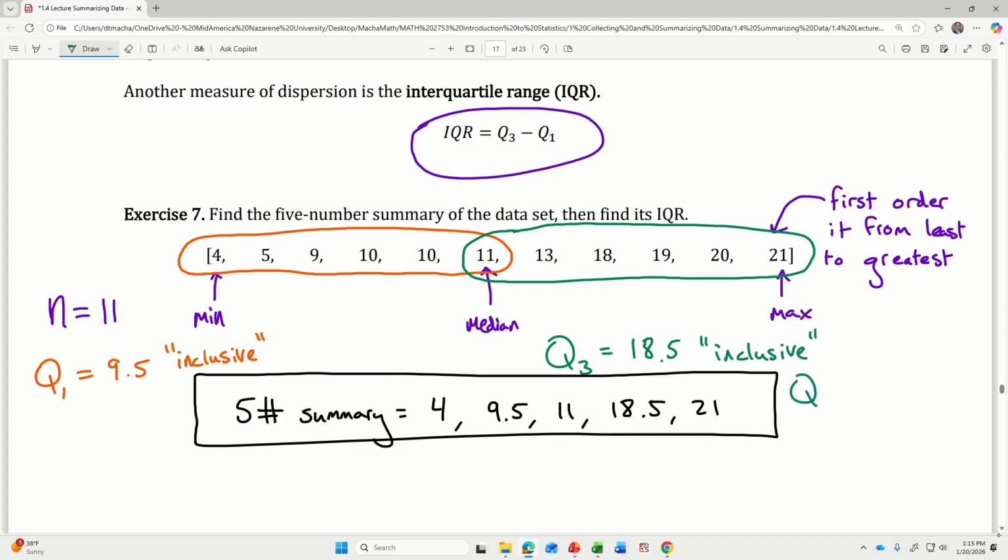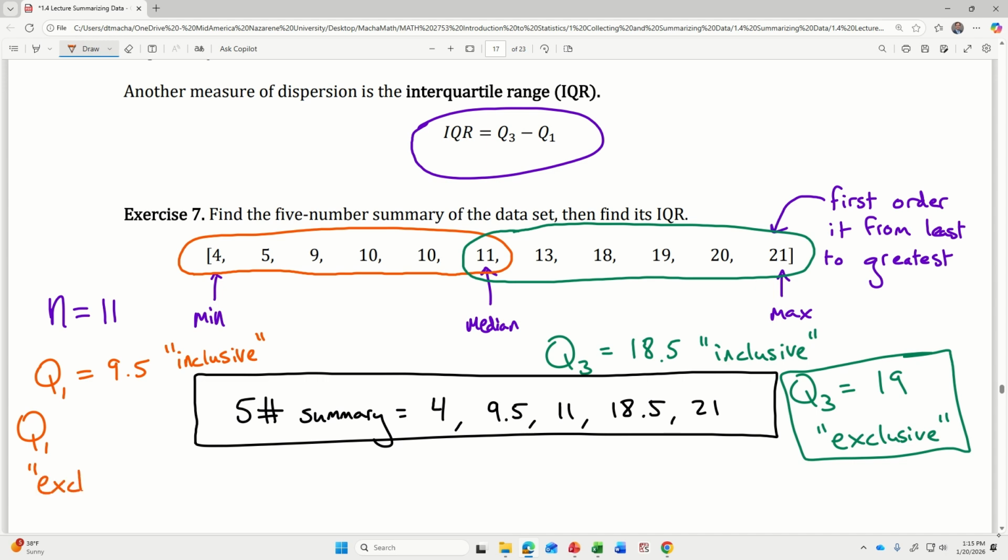What would be the third quartile exclusive? Yeah, if I exclude the median, then the third quartile becomes 19. And if I were to take the first quartile exclusive, what would be the first quartile?